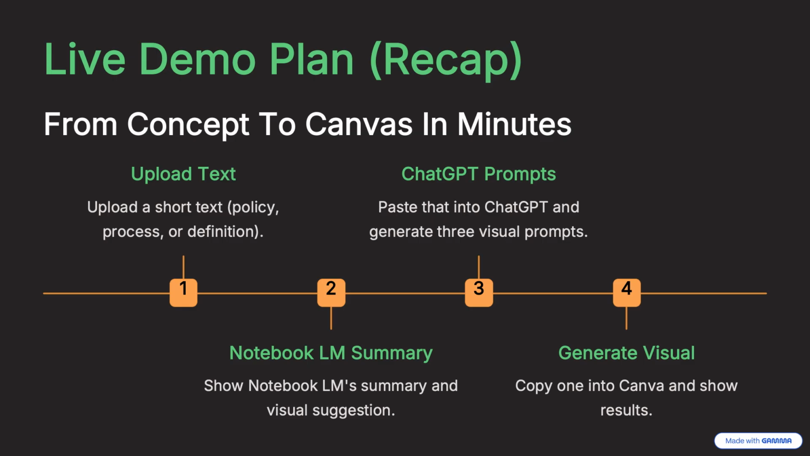So to recap really quickly, and then I have something for y'all, the live demo plan recap is to upload a short text, policy, process, or definition in Notebook LM, and then show the Notebook LM summary and visual suggestion, move it over to ChatGPT and paste that there and generate 3 visual prompts to be able to put in your image generator, and then copy one of them at a time into your visual generator, Canva in this case, and it produces the results you need.